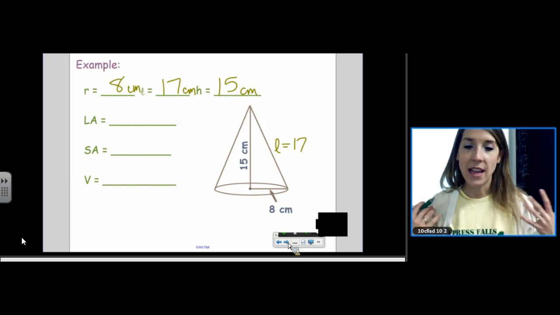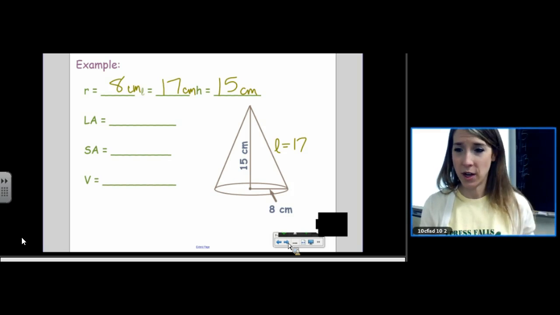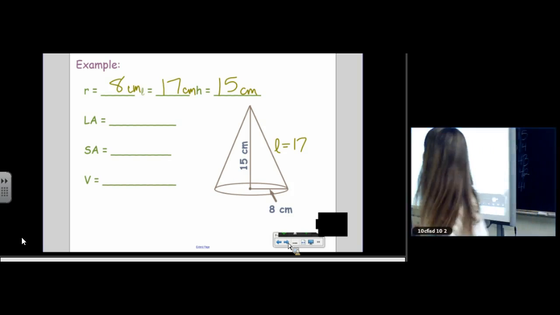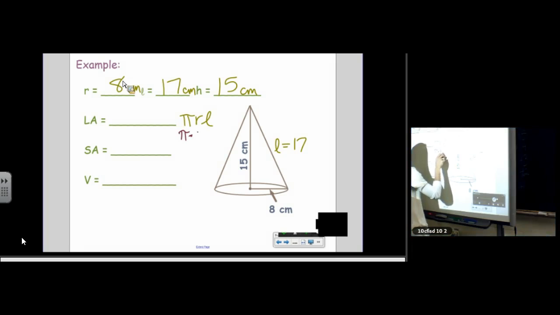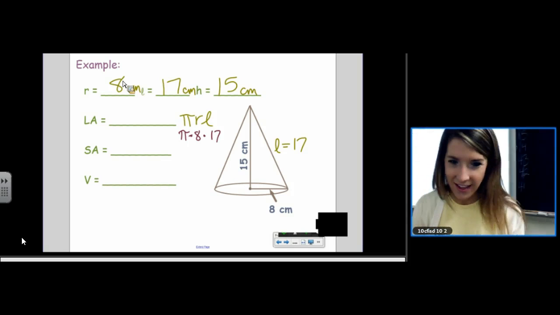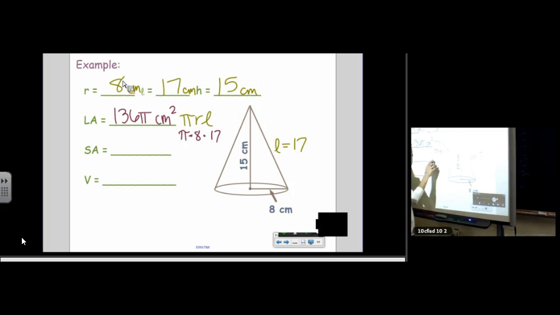Please, please, while you're getting used to this, it is so easy to mess something up when you go to your calculator if you don't write it down first. So please write down the formula first until you're feeling really confident about it. Pi times the radius times the slant height. So what is the lateral surface area? You got it. 136 pi centimeters squared.